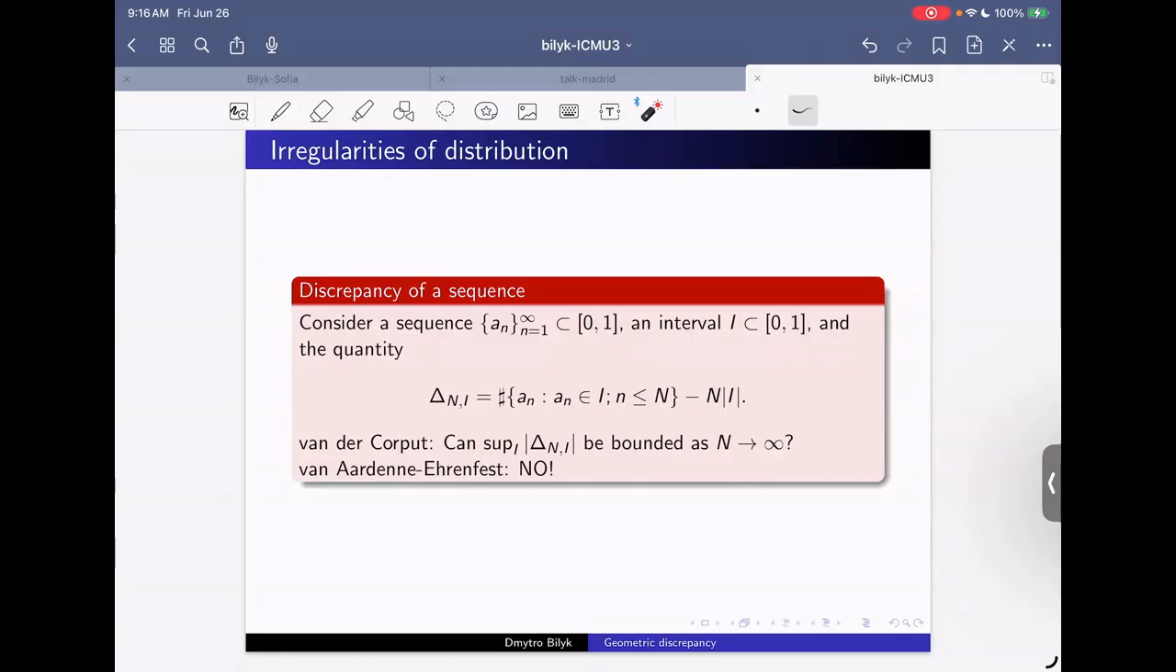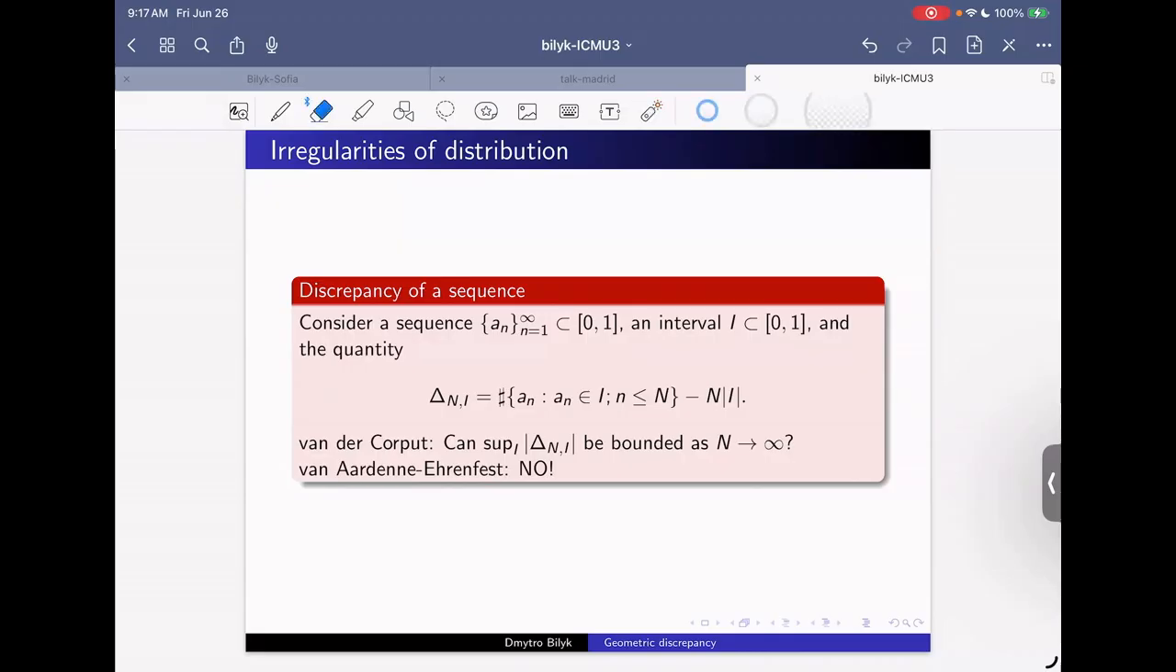And van der Corput, I think back in the 1920s or 30s, asked the question: is it possible for the supremum of this quantity, so you take the extremal discrepancy, you take the supremum over all possible intervals, is it possible for the supremum to stay bounded as n goes to infinity? And he actually didn't just ask, he sort of conjectured that it is impossible. So I think the exact wording in his paper was something like, well, I do not know of any sequence for which this quantity stays bounded. Okay. And it took some time.